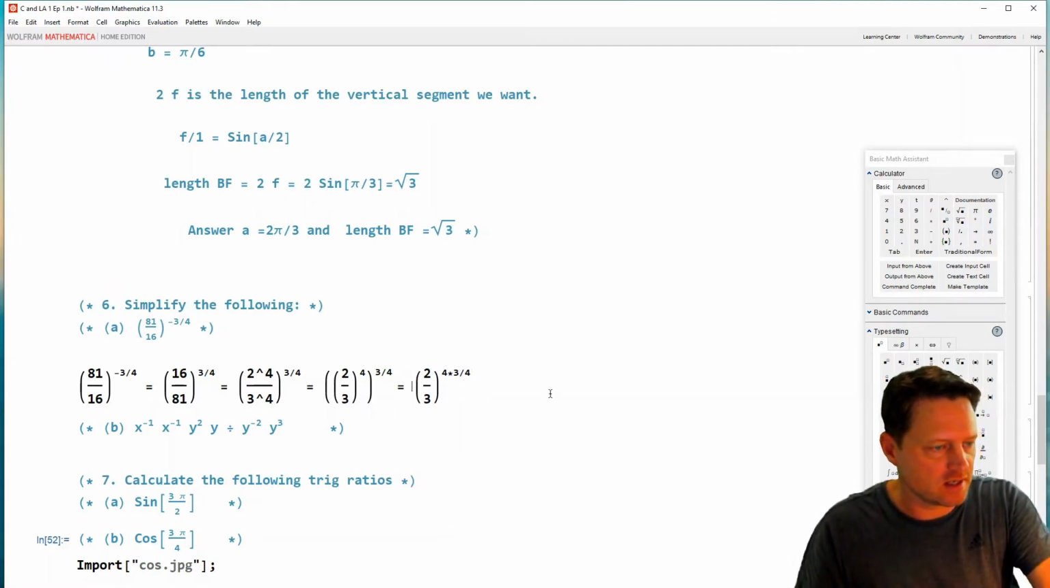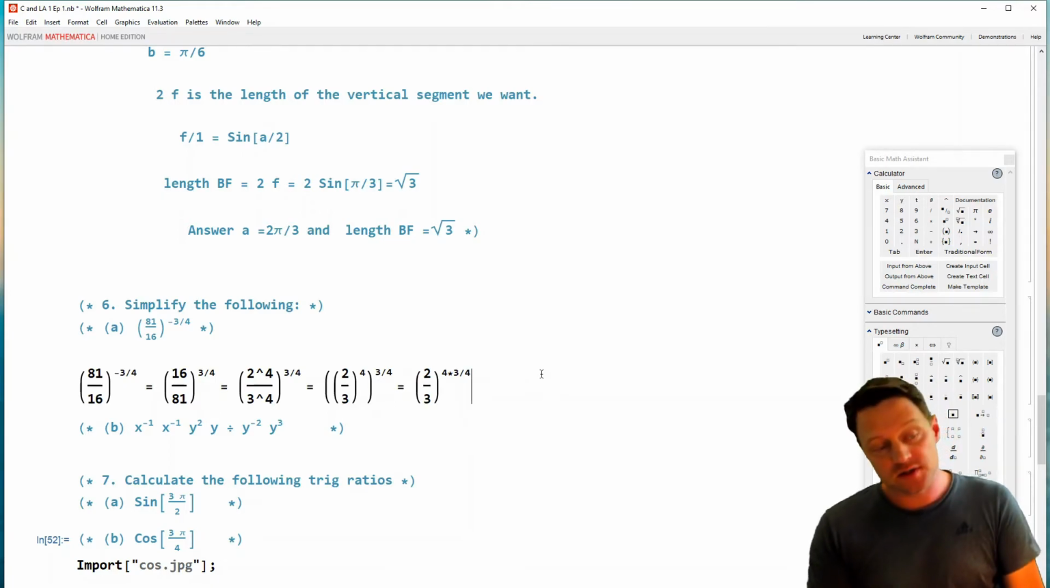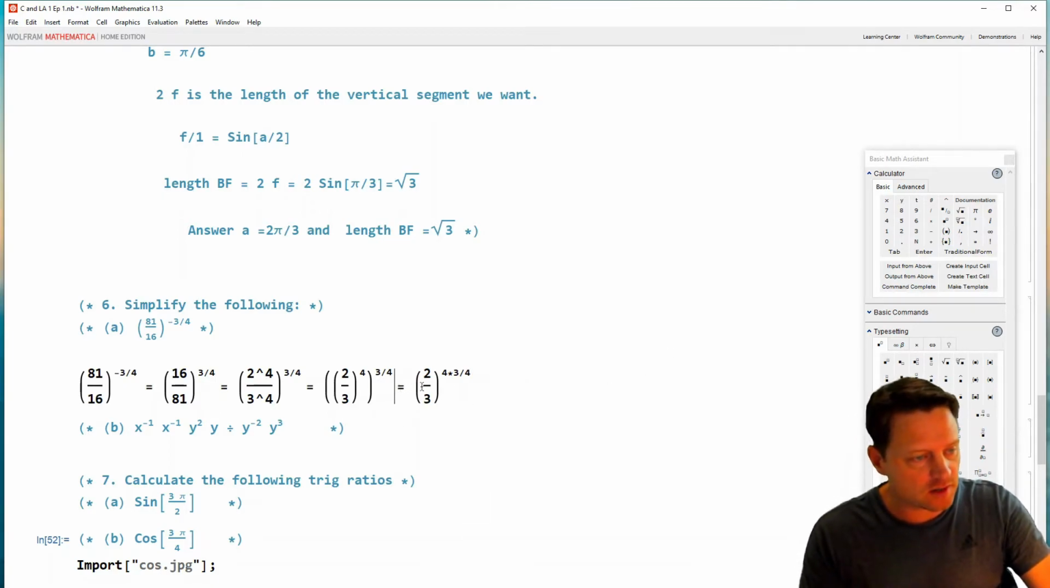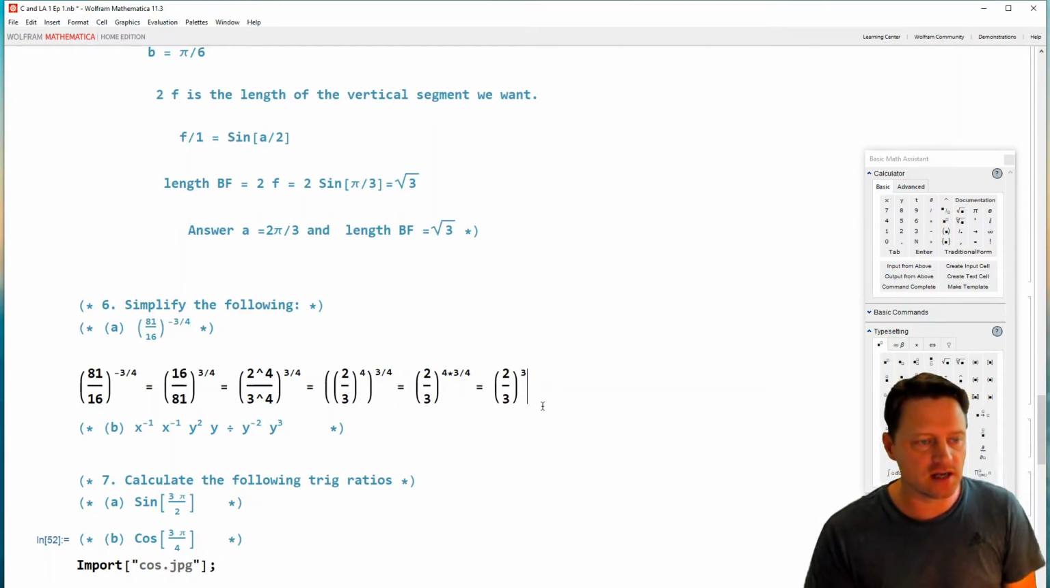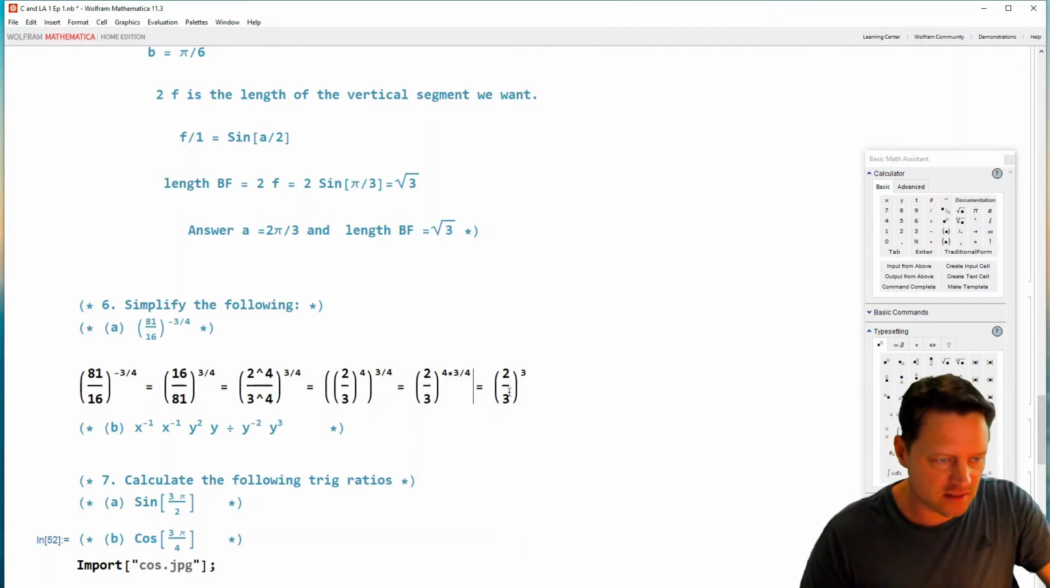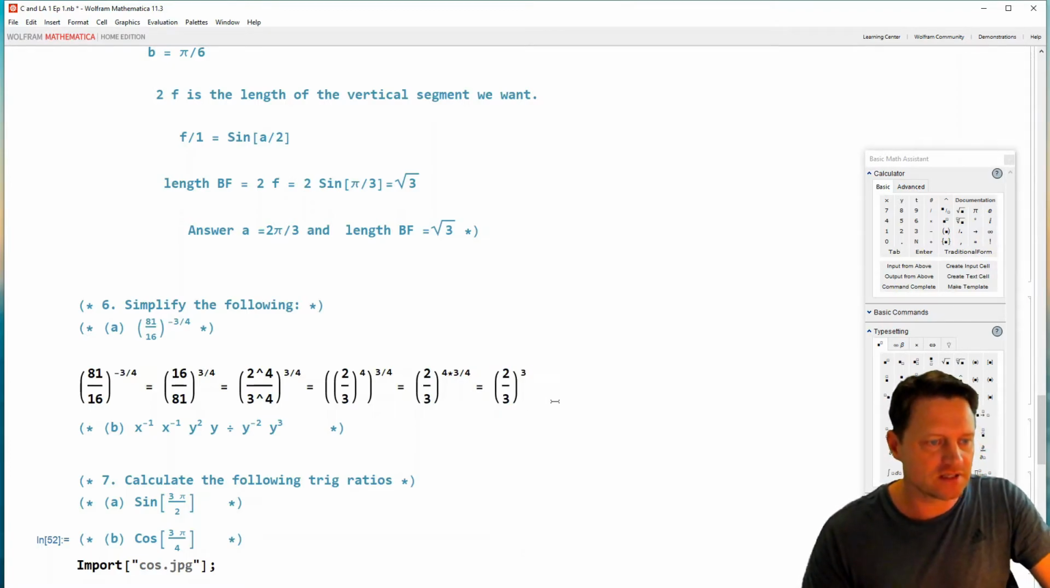I can get rid of the extra bracket there. Now we want to simplify that fraction in the exponent. So we cancel the 4, and that's just to the power of 3 now. Okay, and we can simplify this because 2 cubed is 8, and 3 cubed is 27. So we have 8 over 27.